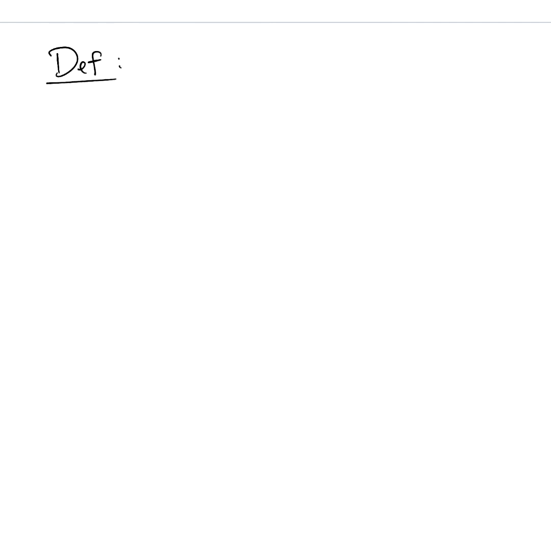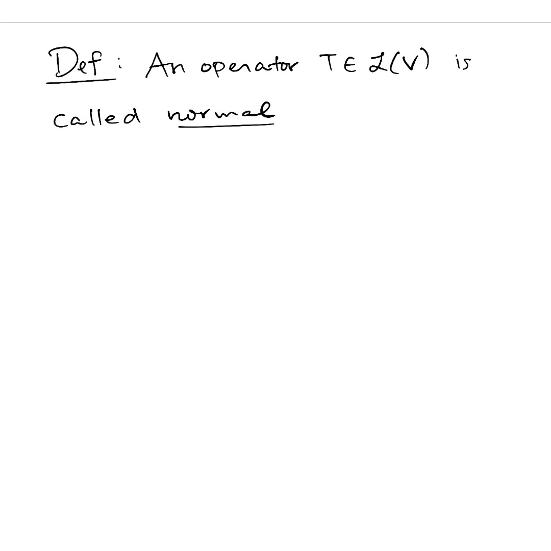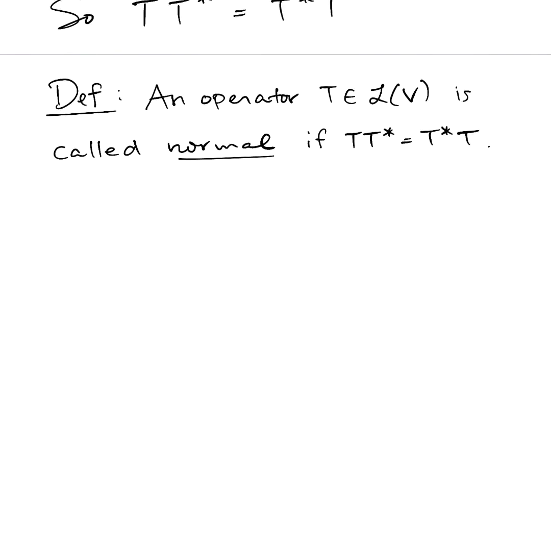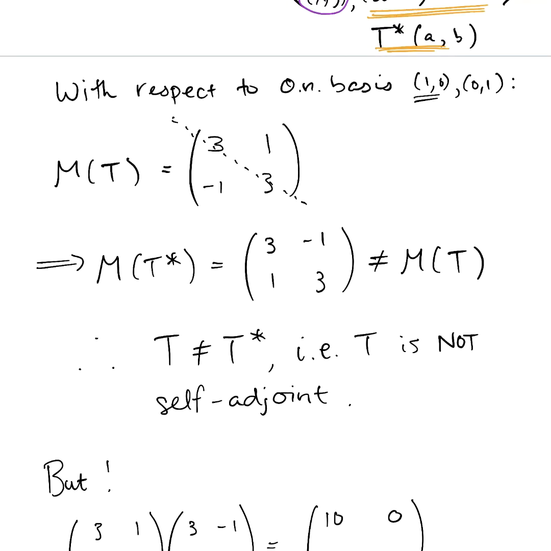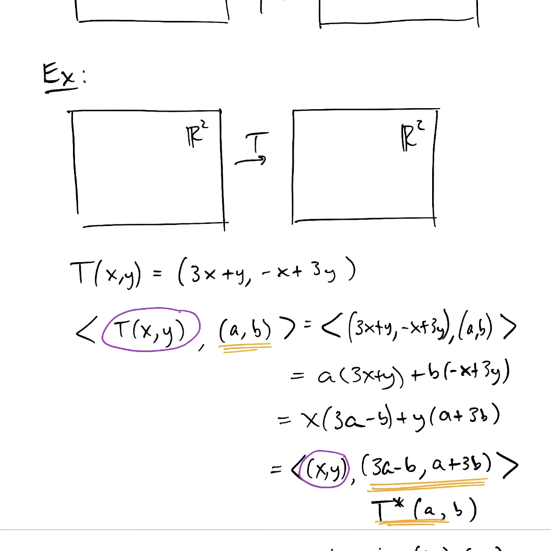Definition. An operator T acting on V is called normal. That's the word we're defining. If T T star is the same as T star T. That's what it means to be normal. We have a concrete example here of a normal operator. So this linear operator right at the start, we just decided that this T right here is normal.